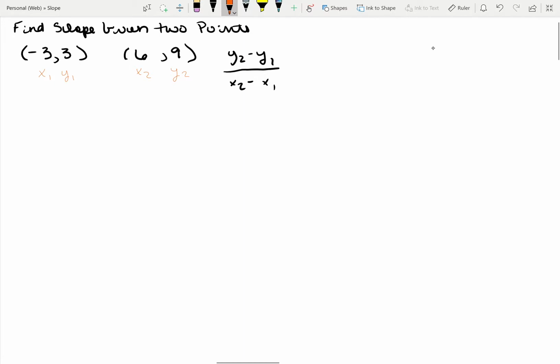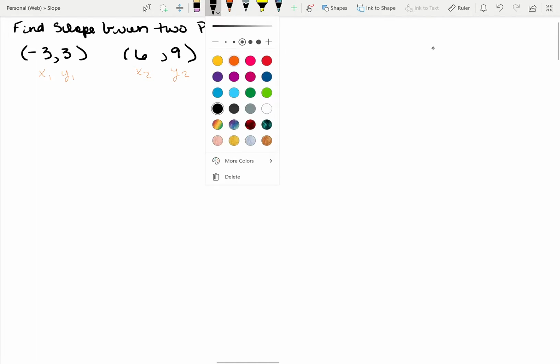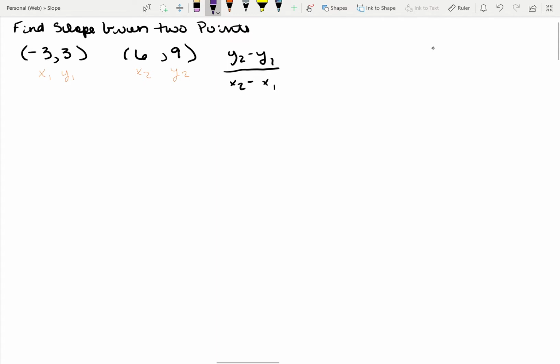So we have, let's change that back to another color. Let's do purple. So we have y sub 2, which is 9, minus y sub 1, which is 3, all over x sub 2, which is 6, minus x sub 1, which is -3, so that's minus -3. So right to the right of here, we're going to simplify.